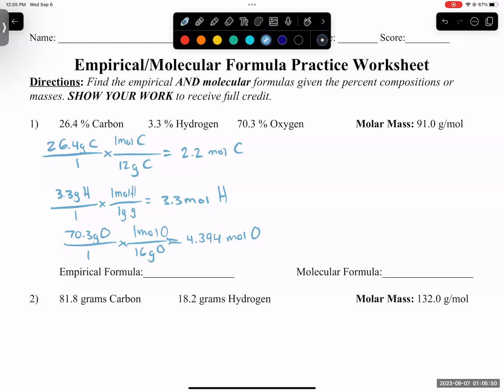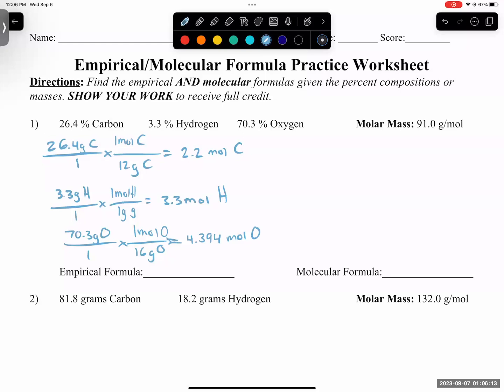So that's the first thing. You converted our percents to moles. If you had been given grams, then you wouldn't have to assume a 100-gram sample, right? Because it already gave it to you in grams, you can convert it directly to moles if you were given grams, like in problem number 2. Any questions so far? Do you all know what we do next?